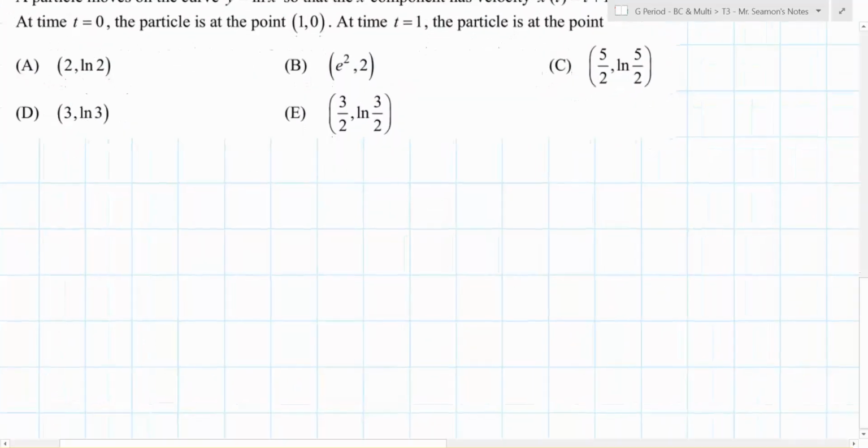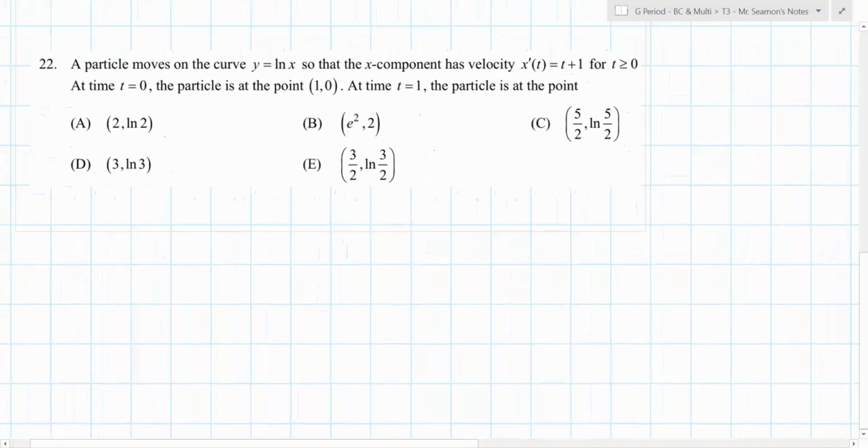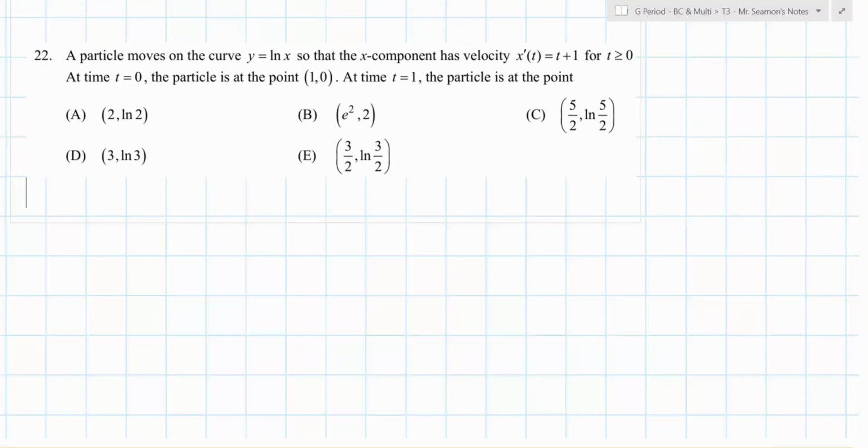Good. A particle moves along a curve so that the x component has velocity that at time 0 and the particle component at time 1, the particle's at what point? Okay, so in order to get where the point is, what function are we going to need to figure out? X of t and y of t. Excellent. So we have y equals ln x so that the x component is, oh, okay, so there's x prime of t. So what should we do at this point? What do you think we should do?